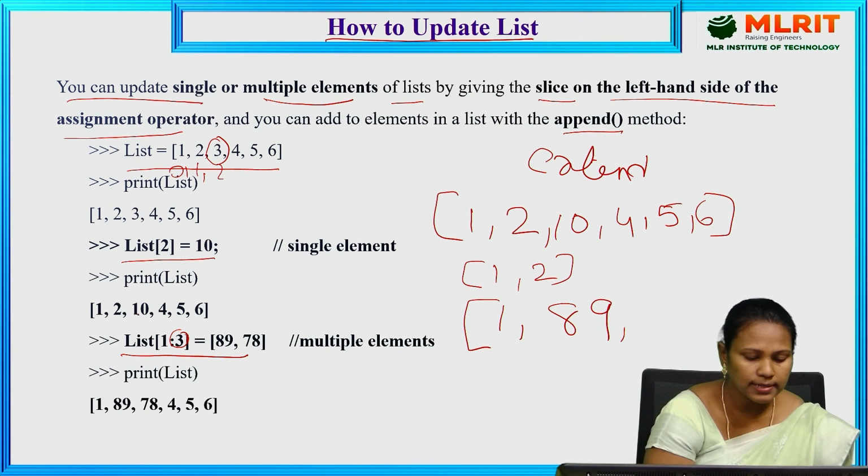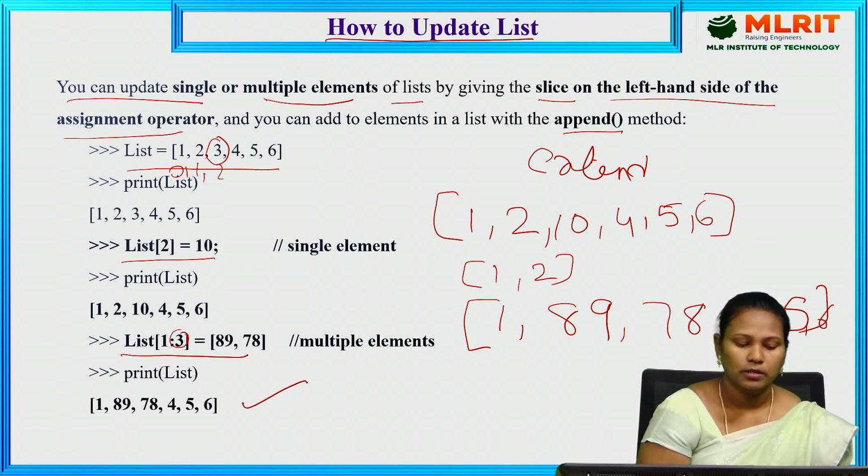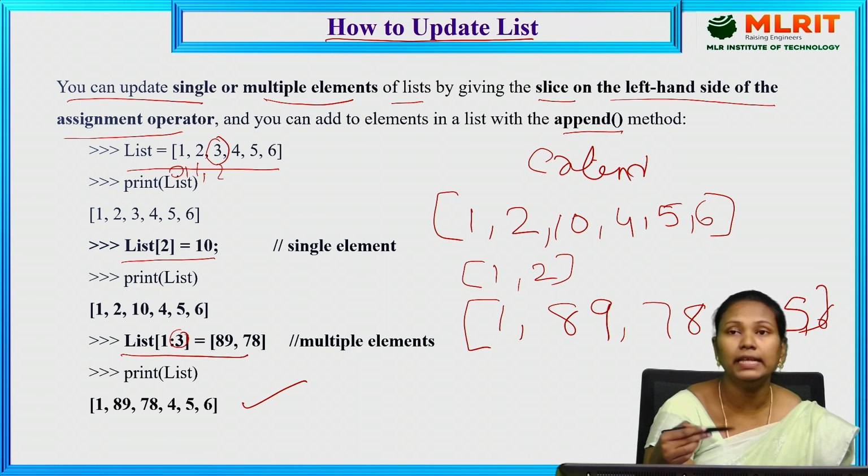And index 2 is 10, so we are replacing it with 78. The remaining elements are the same: 4, 5, 6. So when we are updating the values, it means we are replacing them with some other value.